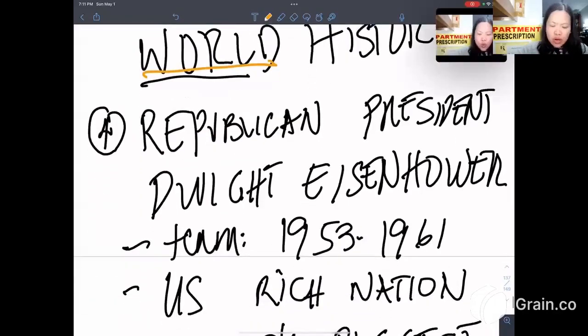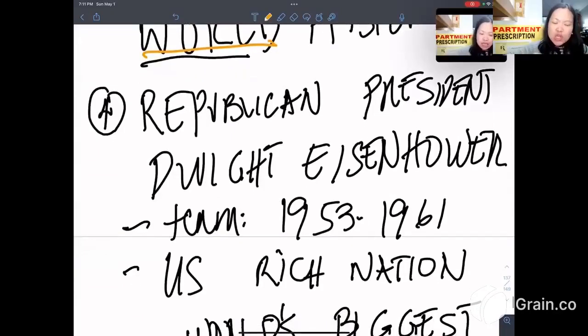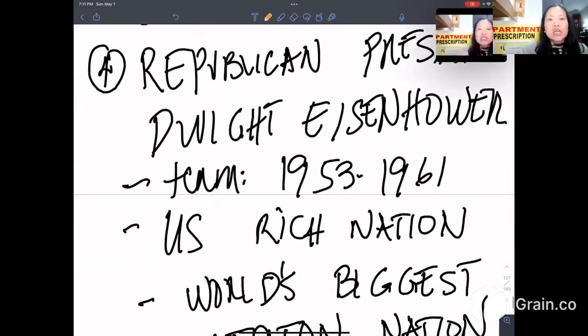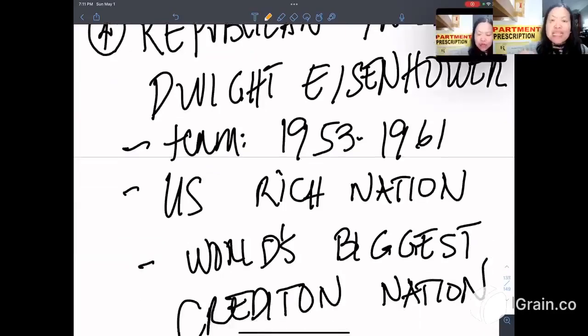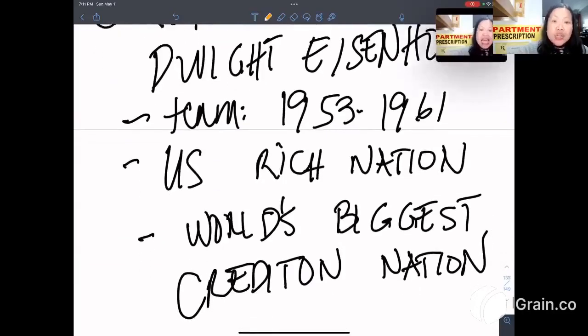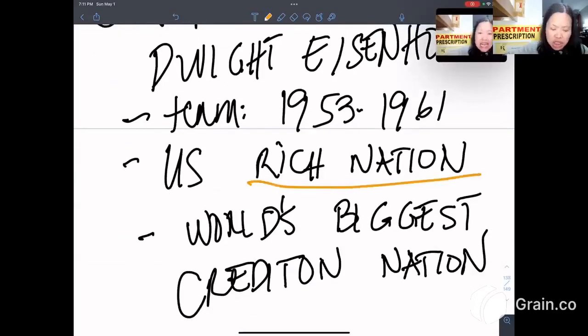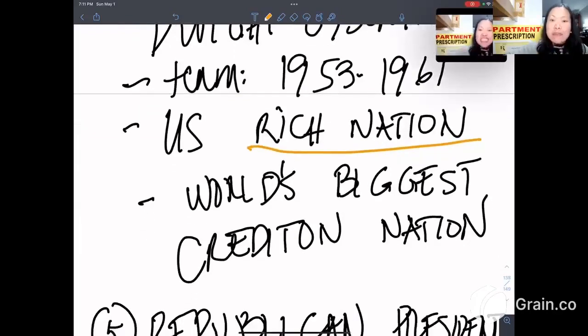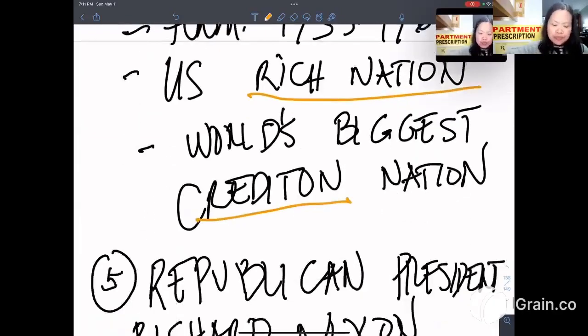Lesson number four, Republican President Dwight Eisenhower. His term was from 1953 to 1961, and the U.S. was a rich nation. It was the world's biggest creditor nation.